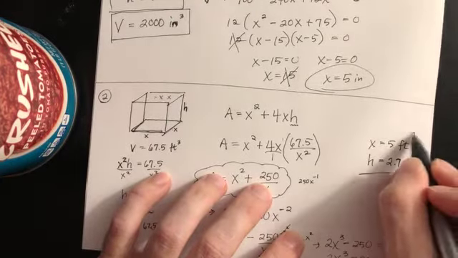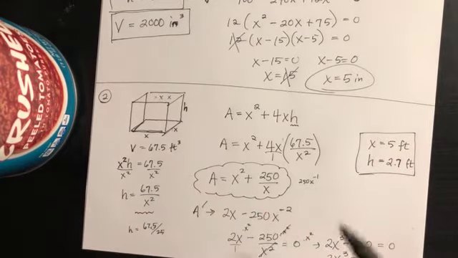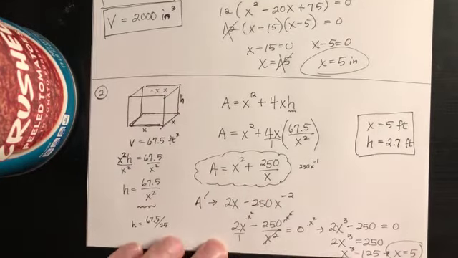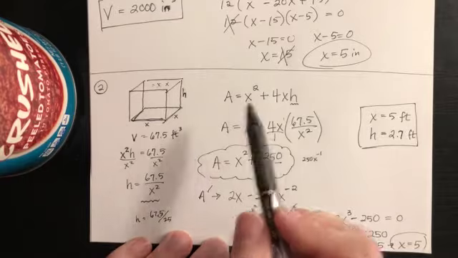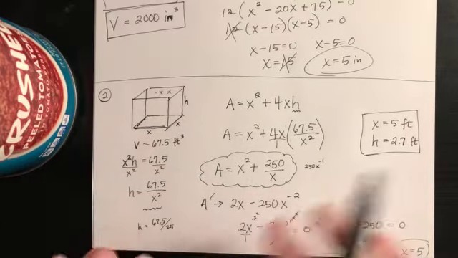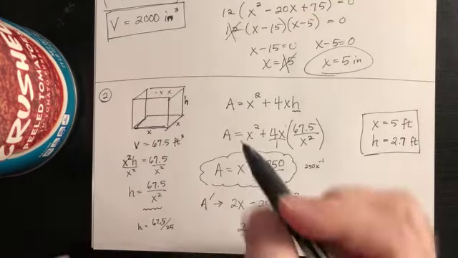And I put a little box around it, and I'm done, because they didn't ask me for the minimum surface area. They just wanted the dimensions. So, yeah, that's the idea. There's a lot of pieces to this, and keeping it straight can be difficult.